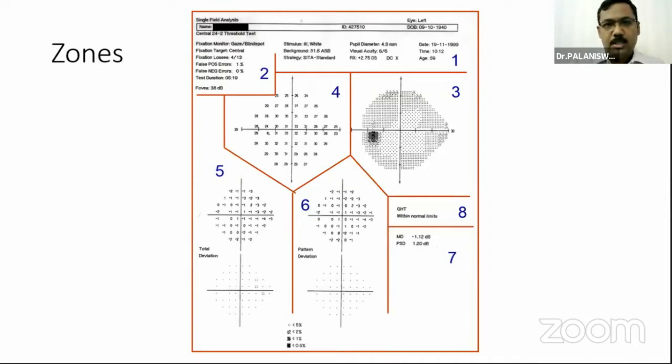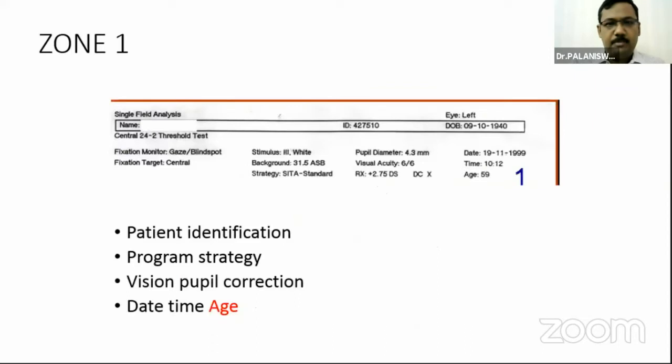So we'll take each zone at a time. First is the zone 1, which has all the patient details. With regards to the patient name, the patient's name has to be entered correctly, initial, the correct program, stimulus size, the correct pupil diameter, visual acuity, refraction. Most importantly, the age has to be entered properly, because the patient's values are compared against the age-related normal.